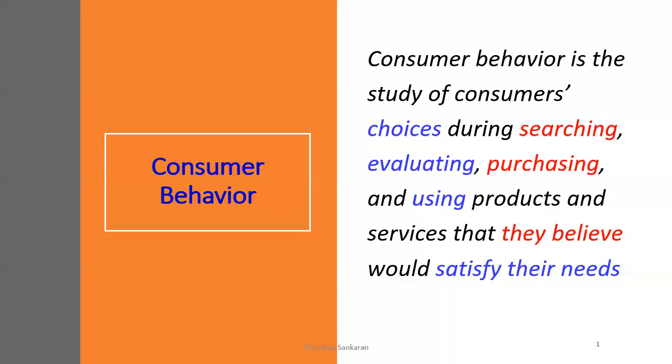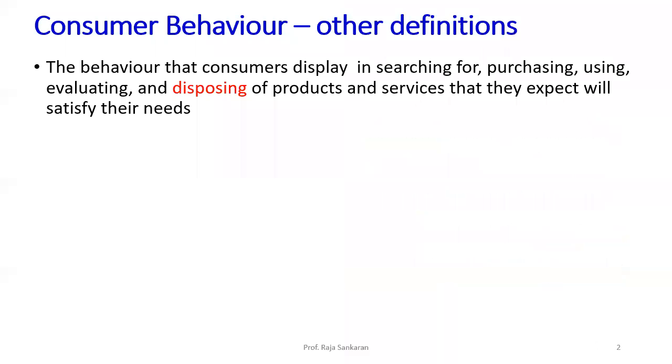Let's look into some additional definitions related to consumer behavior. It is a behavior that consumers display in searching for, purchasing, using, evaluating, and disposing of the products and services that they expect will satisfy their need. So if we compare this definition with the previous one, the additional aspect is about disposing. So this is one of the key considerations, be it an electronic or a non-electronic product.